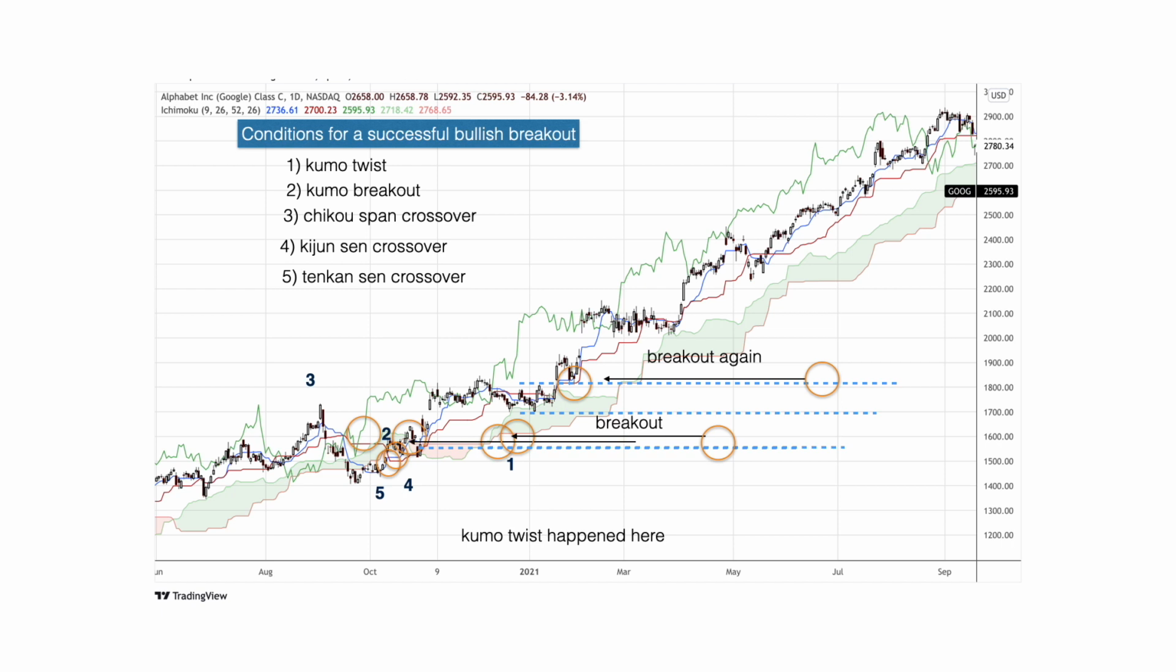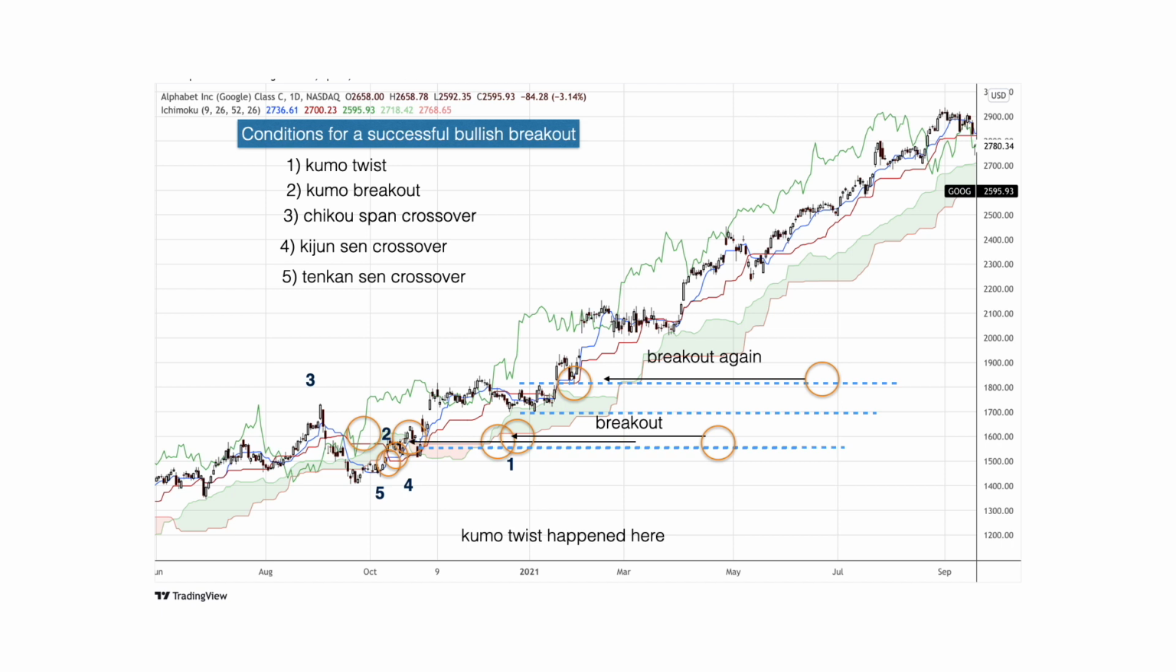We see the same Ichimoku signals in the chart of Google as we did in the chart of Apple. The order in which the signals occur is not that important, but it is important that these elements come together to show the trend.